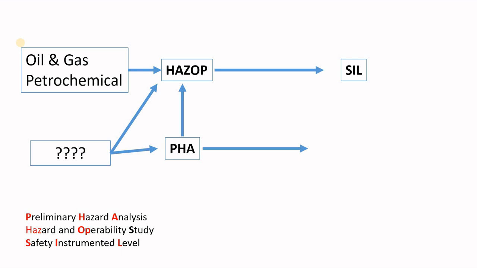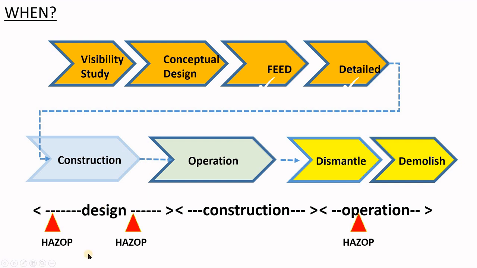Any project goes through specific stages: design stage, construction, and operation. During the design phase, we may need to do a HAZOP two times, one in the conceptual design or in the FEED, and one in the detail. Sometimes they call it FEED, front-end engineering design, sometimes they call it basic design, but normally we have one HAZOP in the FEED and one HAZOP during the detailed design.